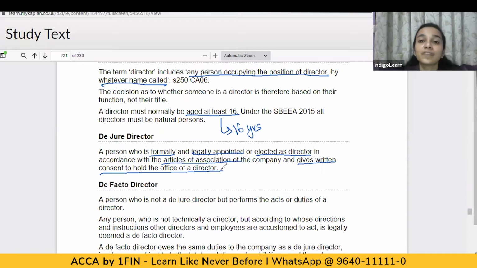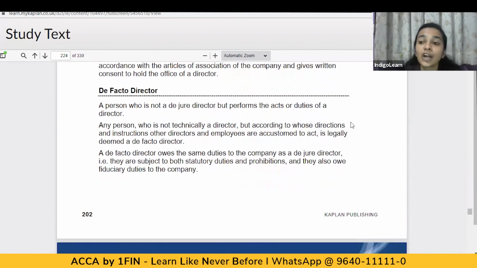Now, the other type of director is a de facto director. A de facto director is basically a person who is not actually a director. Under de jure director, we have understood that this is a person who is appointed in accordance with the AOA, and he has also given his consent. But when we talk of a de facto director, this is a person who is not a de jure director.